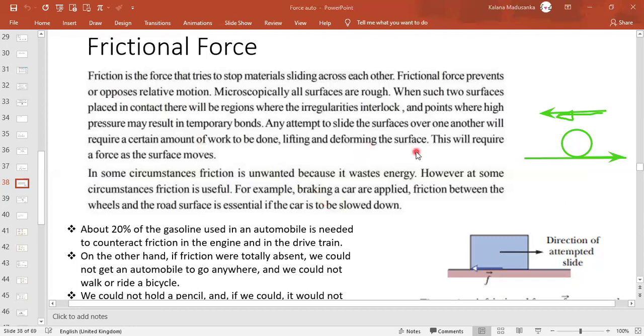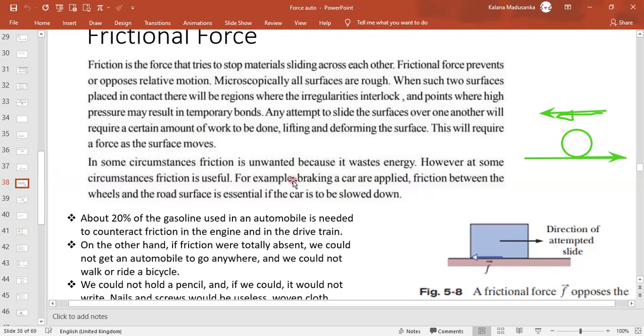However, in some circumstances, friction is useful. For example, when brakes in a car are applied. When we are braking with the disc brake, they are using the friction, right? The brakes are going to be heated. That is a waste, but there are some advantages. Friction between the wheels and road surface is essential if the car is to be slowed, right?